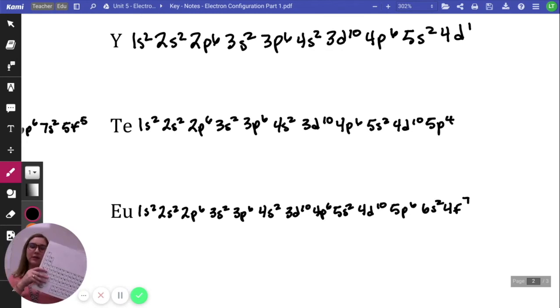And then we also had europium, which was also pretty long. So 1s2, 2s2, 2p6, 3s2, 3p6, 4s2, 3d10, 4p6, 5s2, 4d10, 5p6, 6s2, 4f7, because we crossed 7 boxes in the f orbital.